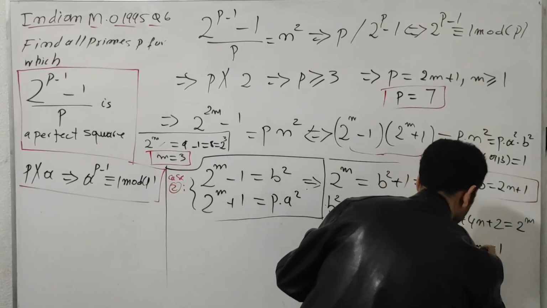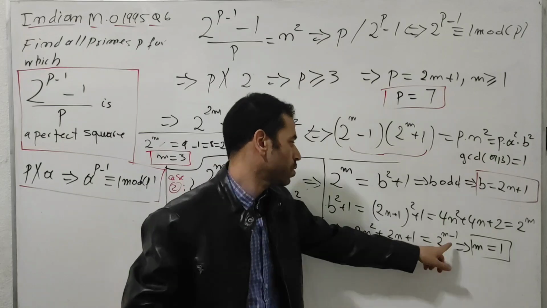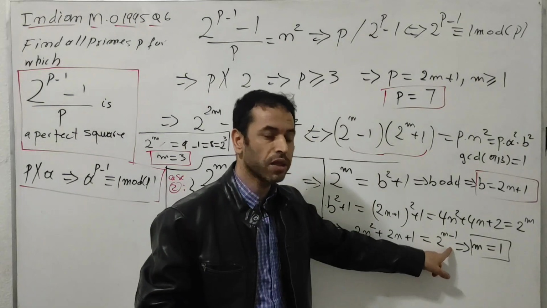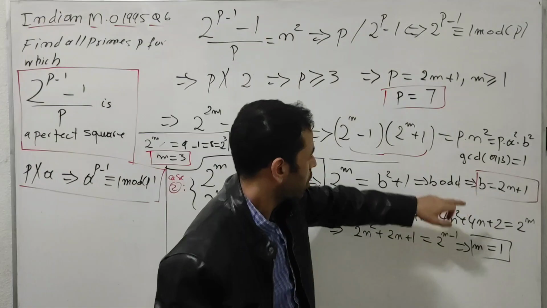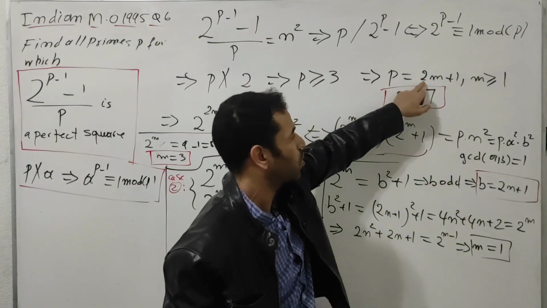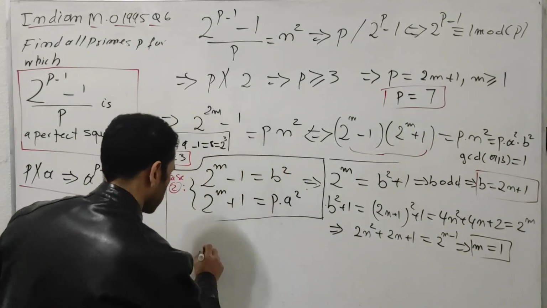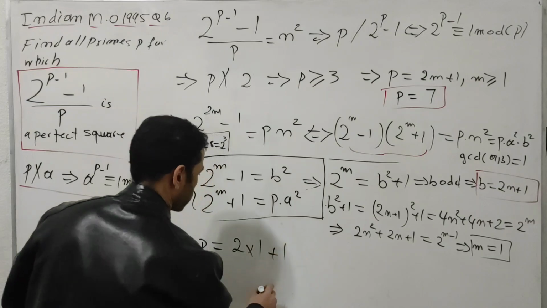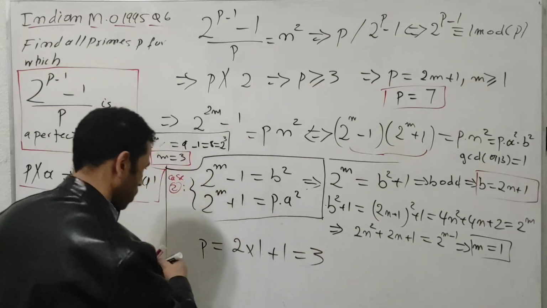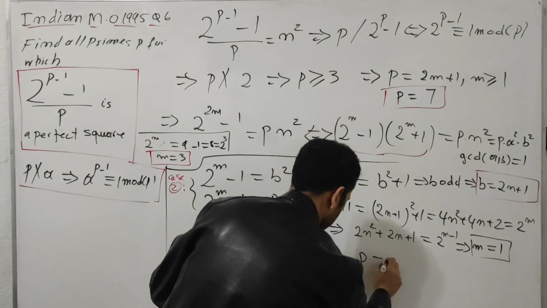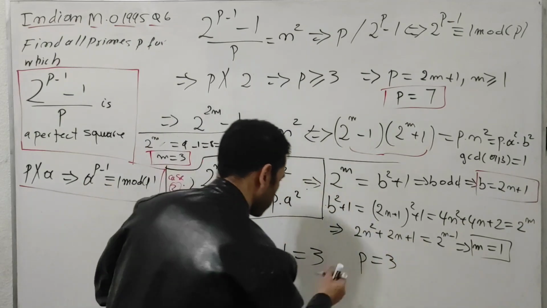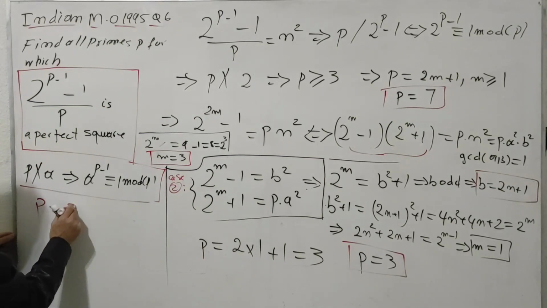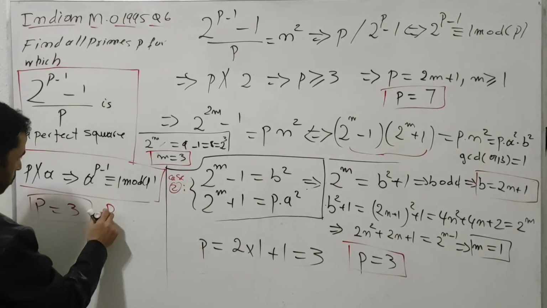If m equals 1, this one will be 2^0, which is equal to 1. Then it becomes odd, and this one is already odd. I'm going to insert the number 1 into this expression to find p. So I will have p equals 2 multiplied by 1 plus 1, which is equal to 3. Now I found p equals 3. So the only primes that I found are p equals 3 and p equals 7.